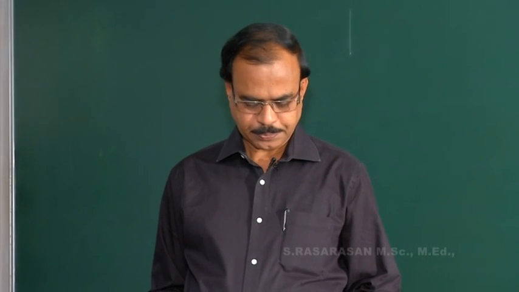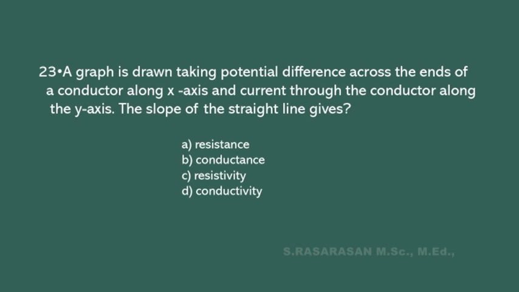You know this is a familiar question, but I took this explanation to prove the why. Yes, let us pass on to the next. 23. A graph is drawn taking the potential difference across ends of the conductor along x-axis and current through the conductor along y-axis. The slope of the straight line gives.